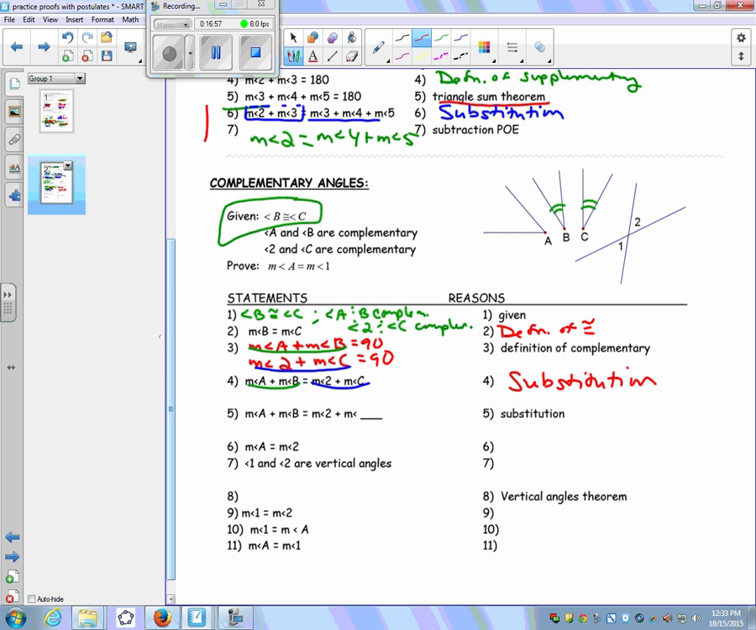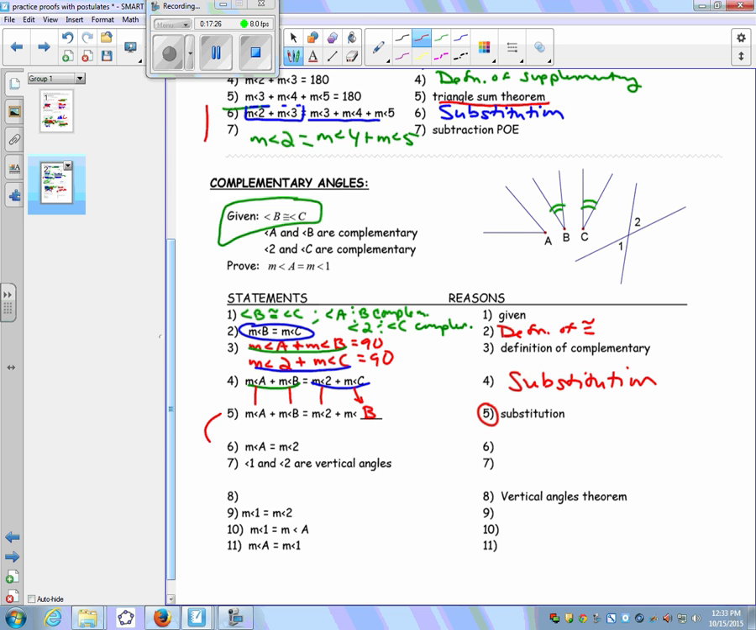Okay, now look. A, we're going to use substitution again. A stays the same, B stays the same, 2 stays 2. C gets changed. What is C going to change to? What's C going to change to? Molly? B. Measure of angle B. Because we've established here that B and C are the same.